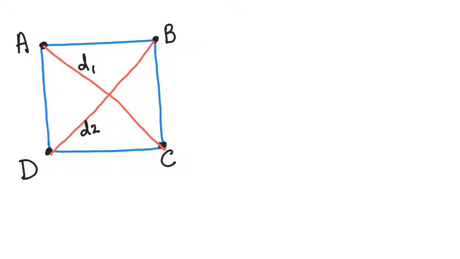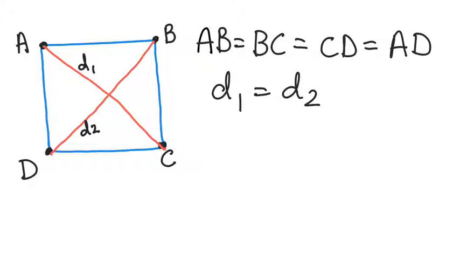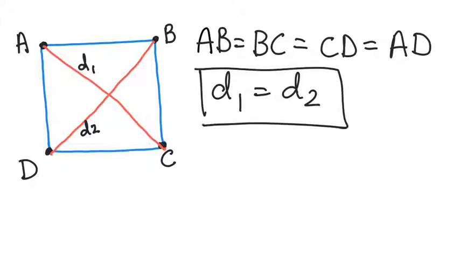We know this basic property of a square, that the sides of a square are always equal. So we can say that AB equals BC equals CD equals AD. Again, we also know that the two diagonals of a square are always equal, D1 equals D2. Now, why do we need to prove that the diagonals are also equal?